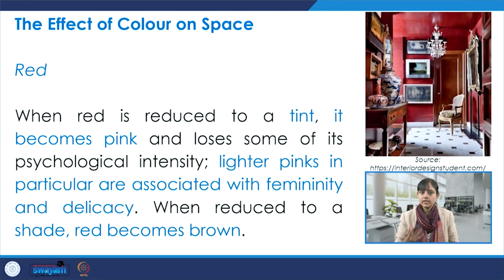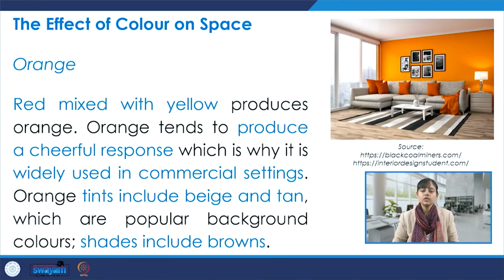When red is reduced to a tint, it becomes pink and loses some of its psychological intensity. Lighter pinks, in particular, are associated with femininity and delicacy. And when reduced to a shade, red becomes brown. So we can see this entire range. Orange. Red mixed with yellow produces orange. Orange tends to produce a cheerful response, which is why it is widely used in commercial settings in the interior design industry. Orange tints include beige and tan, which are popular background colors, and shades include browns.